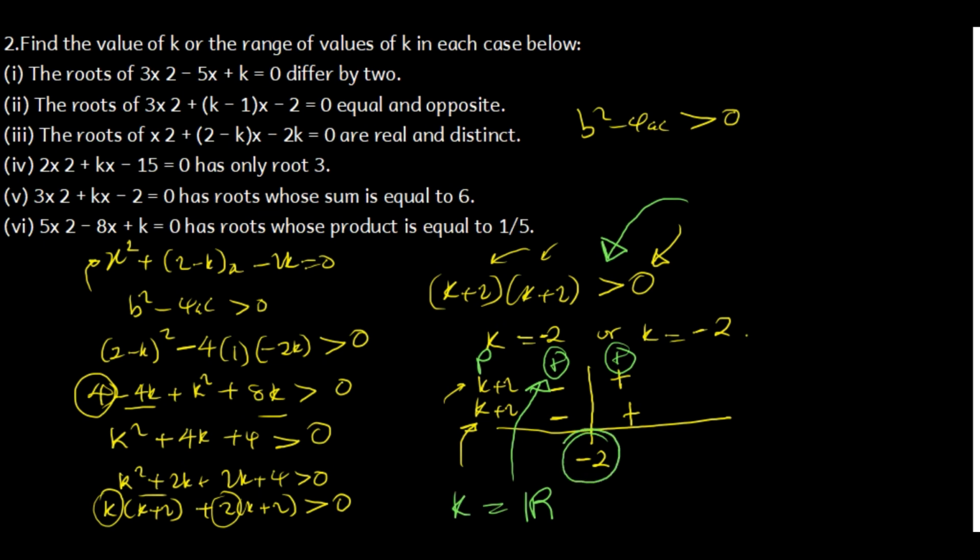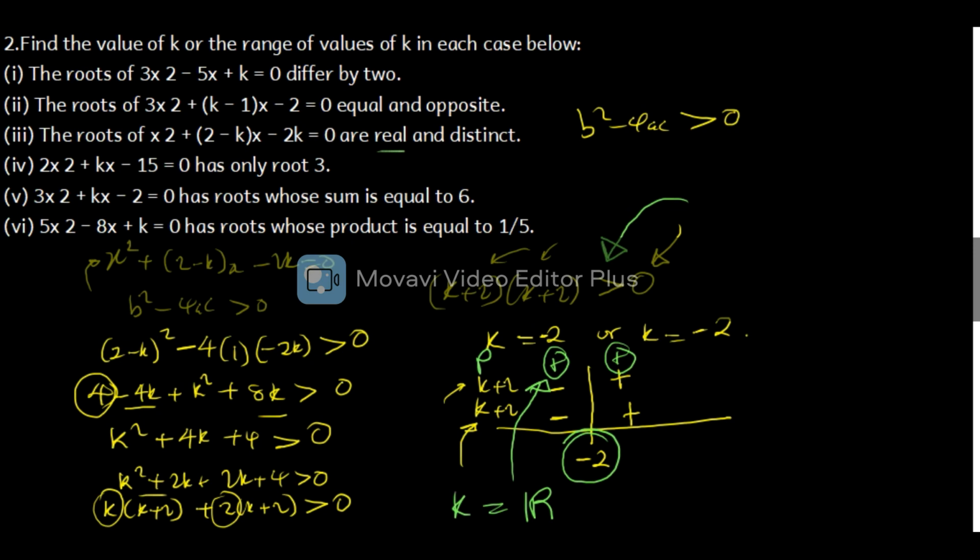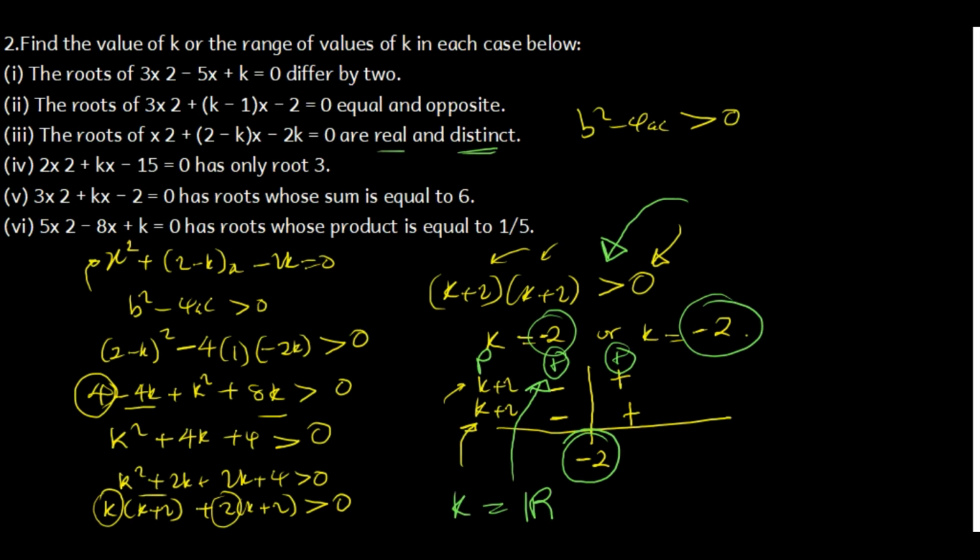But note, it shouldn't be negative 2 itself. Why? Because we want the roots to be real and distinct. If it is negative 2 itself, then the two values are going to be the same, as you can see, it is negative 2 and negative 2. So therefore, we are going to conclude as follows.